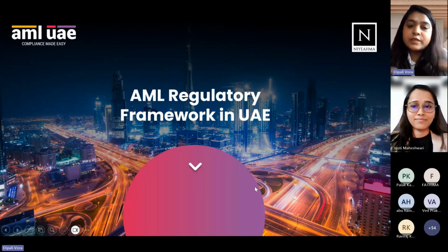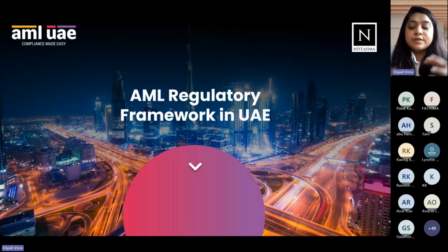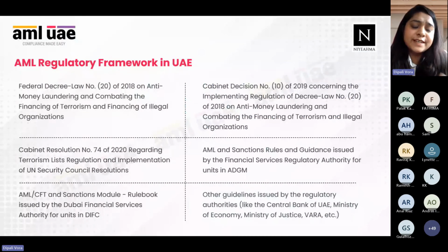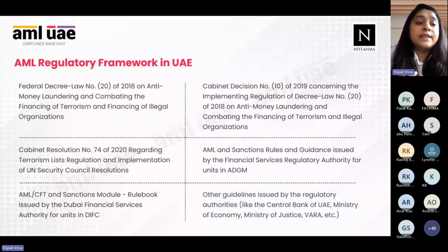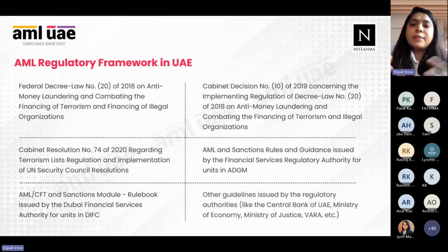So before we start with suspicious activity report, suspicious transaction report, let's first get some background about what the AML law structure is in the United Arab Emirates. What are the prevalent laws which are there in the United Arab Emirates? So first, there is Federal Decree Law number 20, which was issued with respect to regulating money laundering and combating of financing of terrorism and financing of illegal organizations. There is Cabinet Decision number 10 of 2019, which is also to be referred.